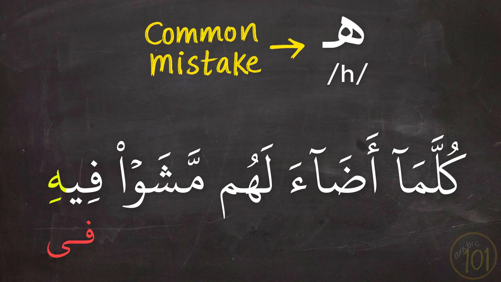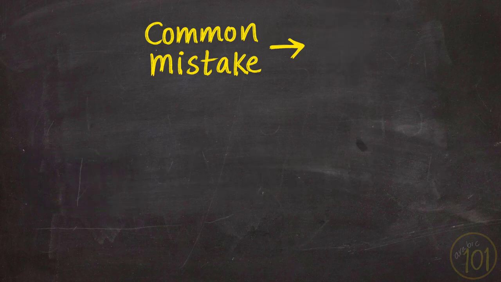And you do that by making sure that you're pushing enough air out so that the ha will be audible at the end of the word, especially when it has sukun at the end of the word, like in this situation. And it should sound like this. كلما أضاء لهم مشوا فيه. Now moving on to the common mistakes of the hamza.